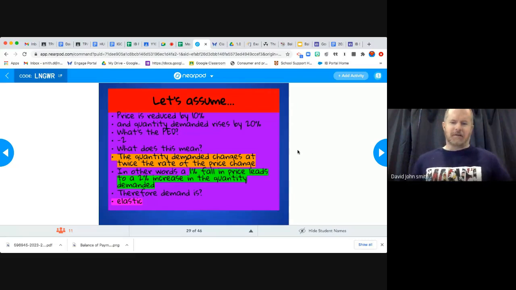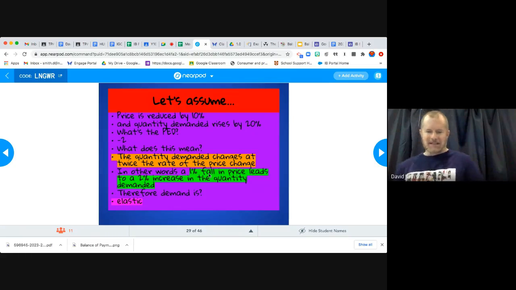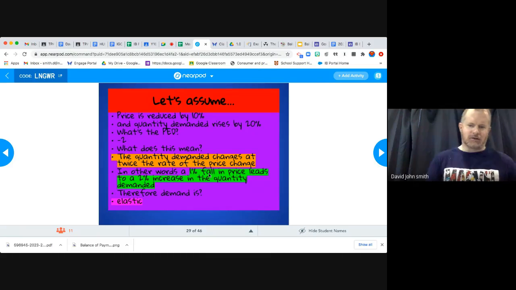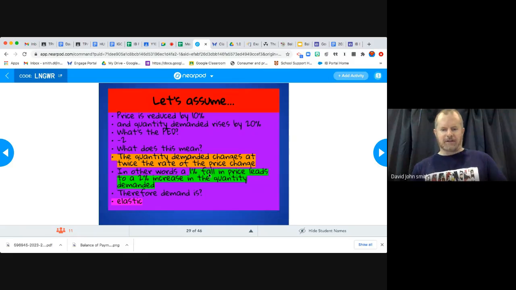Here we go. First one says, if the price is reduced by 10% and the quantity demanded rises by 20%, what is its PED? So remember, the queen is higher than the princess, so that would work out to be 20 divided by 10. And we end up with 2 as the answer. So what does that mean? That means the quantity demanded will change, in this case increase, at twice the rate of the price change. So we see that because it's 10% and 20%. So this is increasing at twice the rate as that. So that's a more than proportional change, a much bigger than proportional change. So in other words, a 1% fall in price leads to a 2% increase in the quantity demanded, just doing the maths on the difference there.